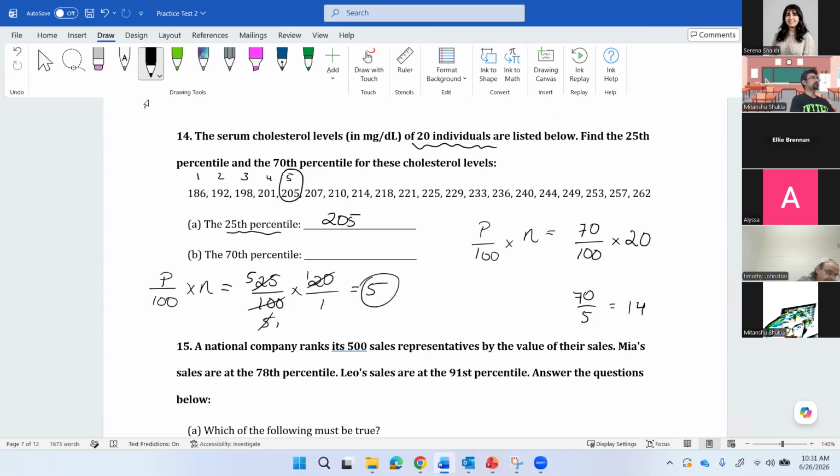Good. Okay. So what does that mean? That means it's going to be the 14th number in order. So there's 5, that's where we stopped. We're going to go to 6, 7, 8, 9, 10, 11, 12, 13, 14th. Here's my 14th number. It's 236.